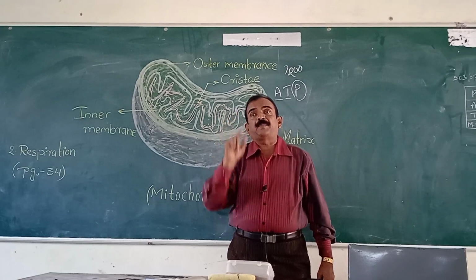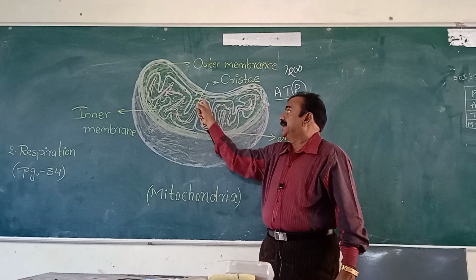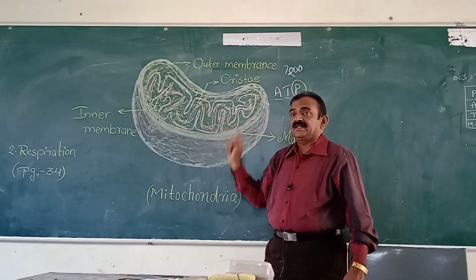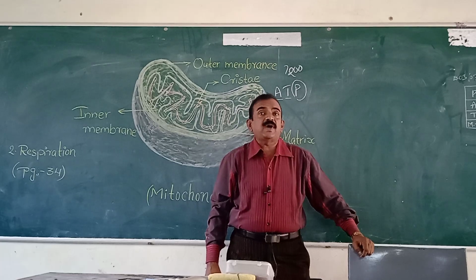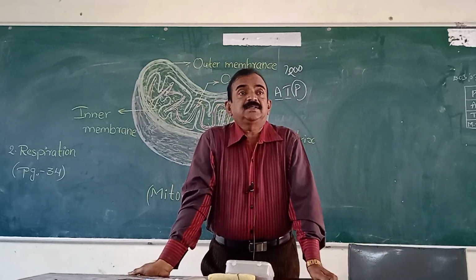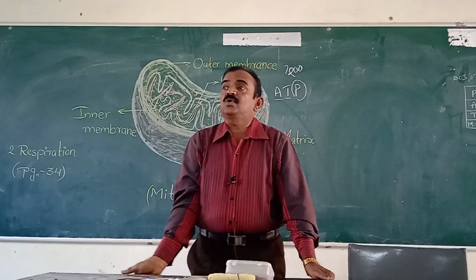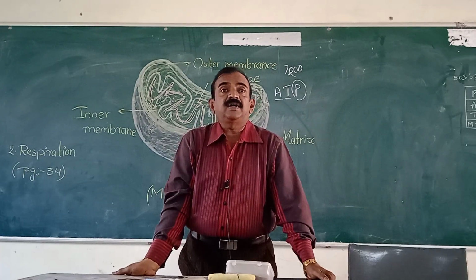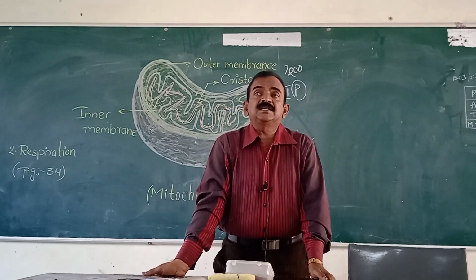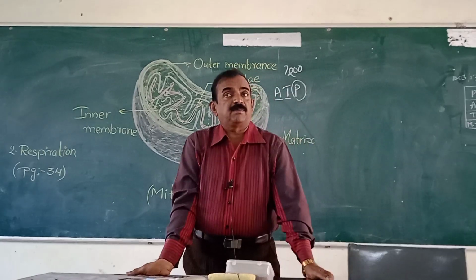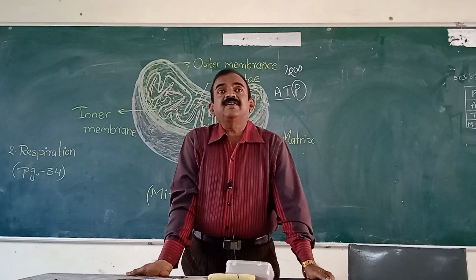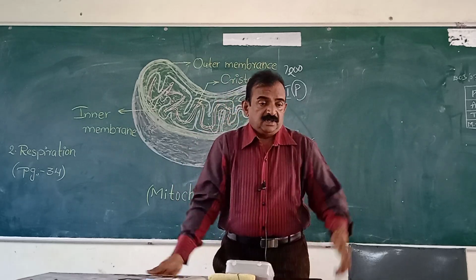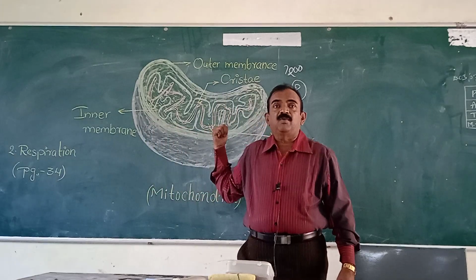Mitochondria consists of four main parts. They are outer membrane, inner membrane, cristae, and matrix. And mitochondria are called the powerhouse of a cell. Why are they called the powerhouse of a cell? Because they store energy, and energy is stored in the form of ATP. ATP molecules are called the energy currency of our body. When phosphate bonds break, they produce energy in the form of 7200 calories or 7.2 kilocalories. That energy is useful to perform several activities in all living organisms. That is a brief description about mitochondria.